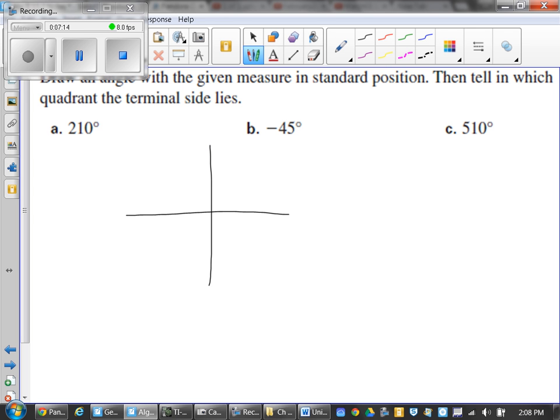What quadrant does negative 45 wind up in? Fourth quadrant. Okay, so you can just work your way down 45 degrees. So there's your negative 45. What's its reference angle? 45. It's 45. Very good. So it's Q4. I'm trying to keep Roman numerals alive, because it's not the end of the world if we don't.